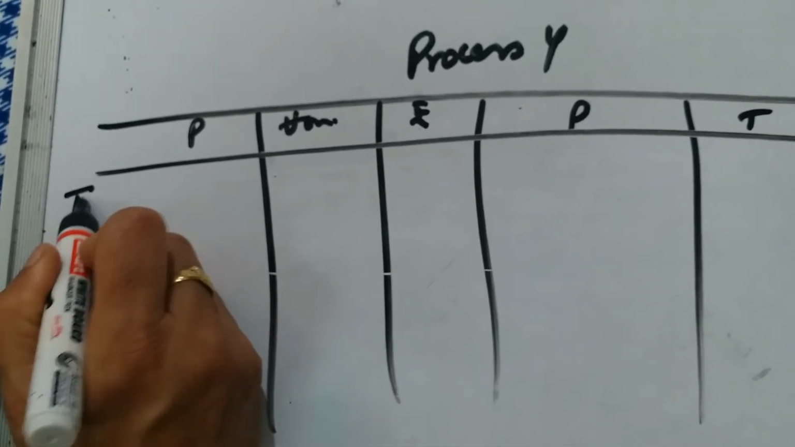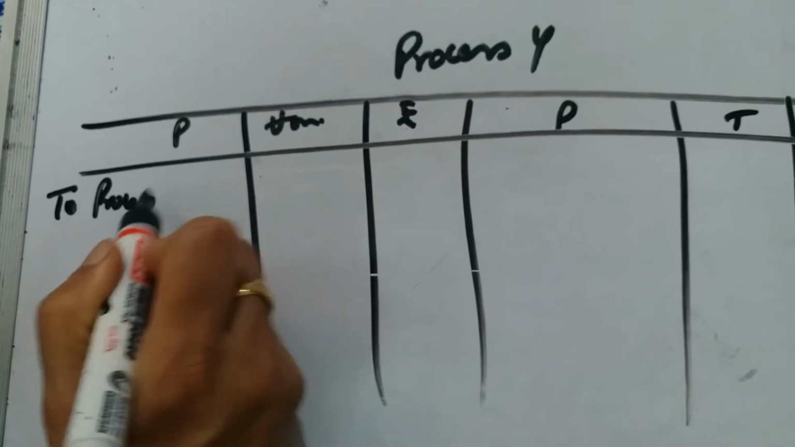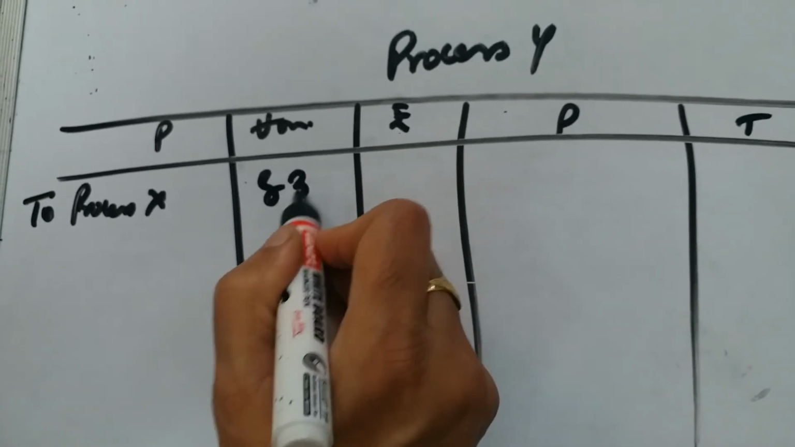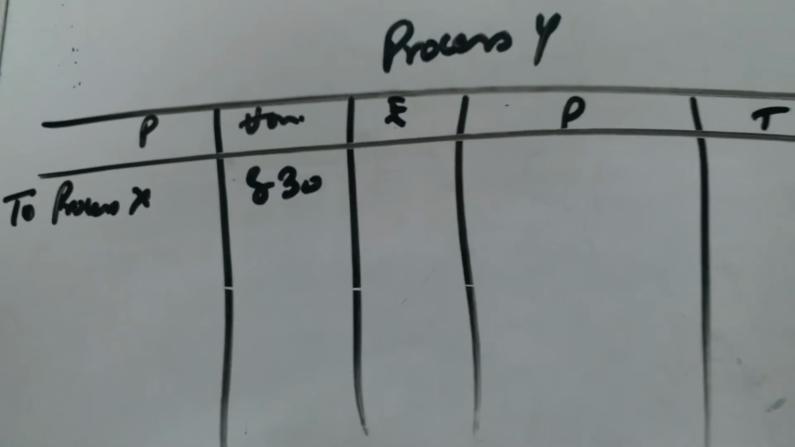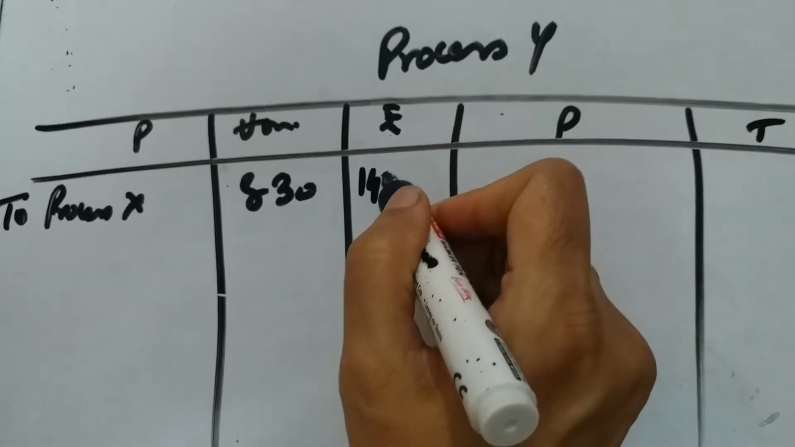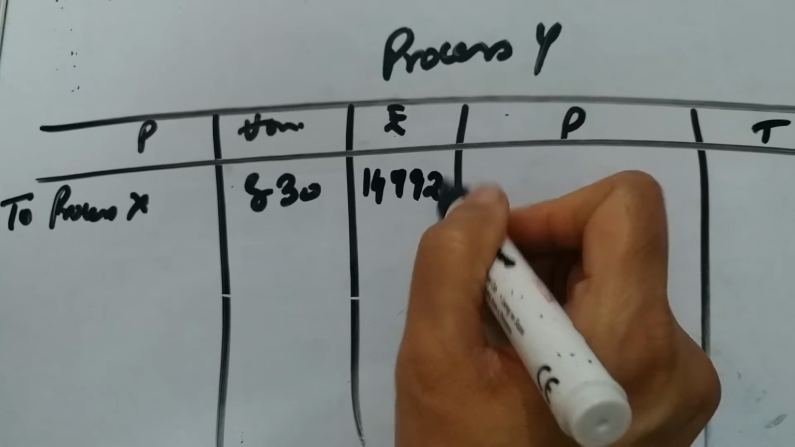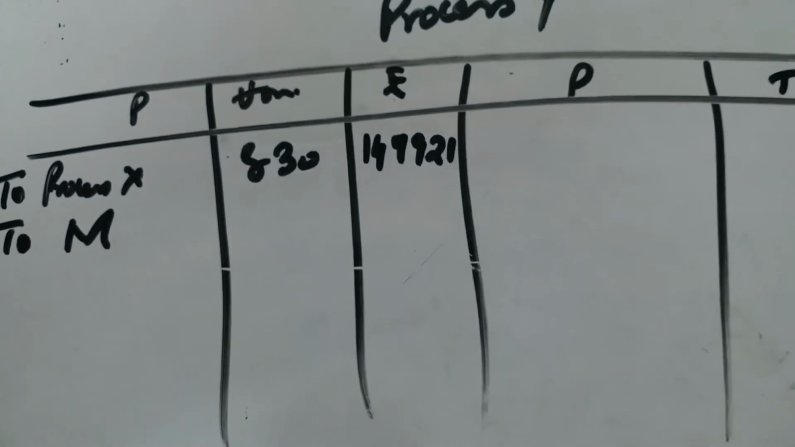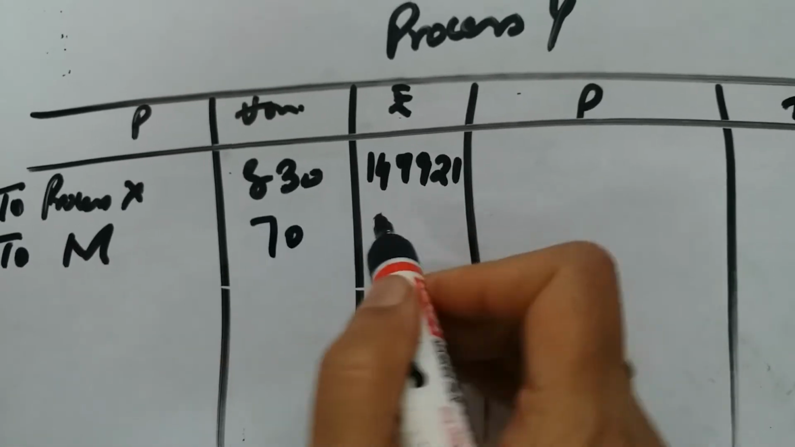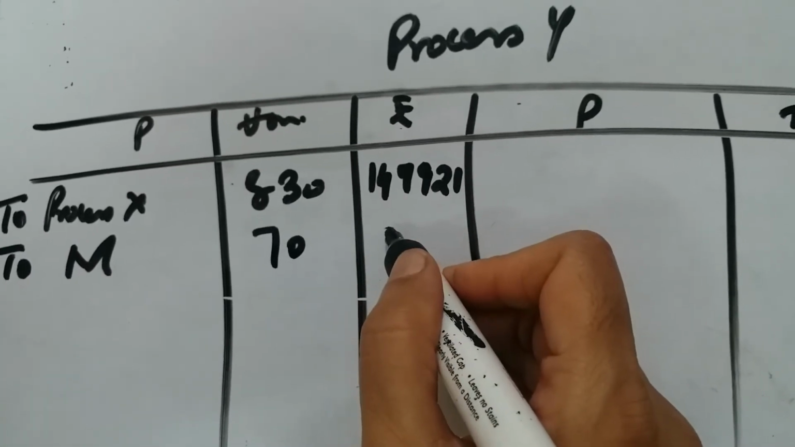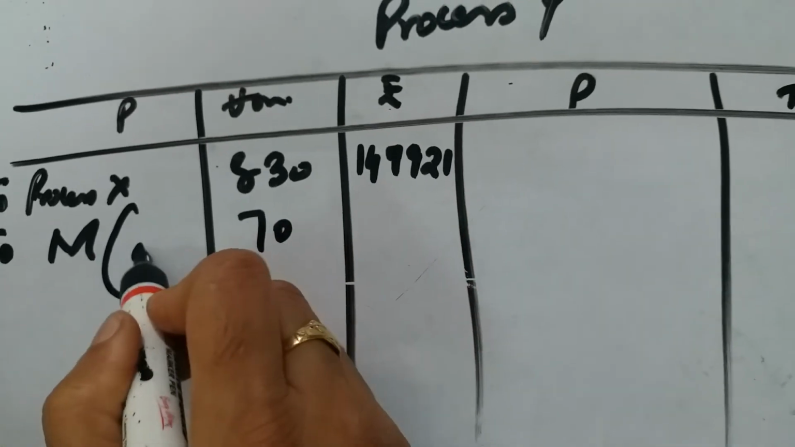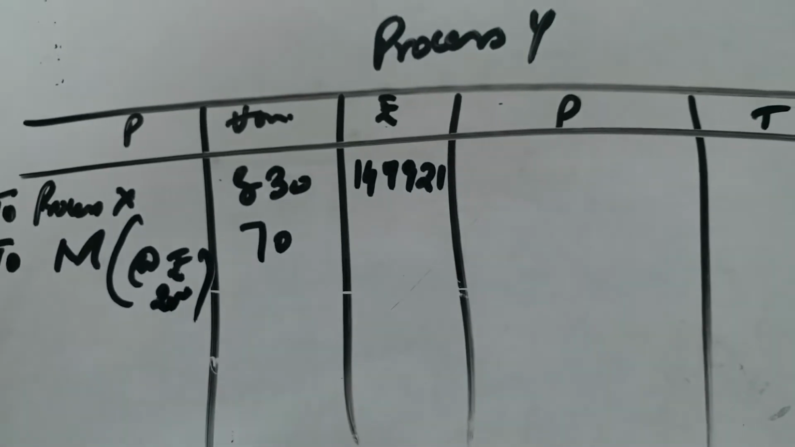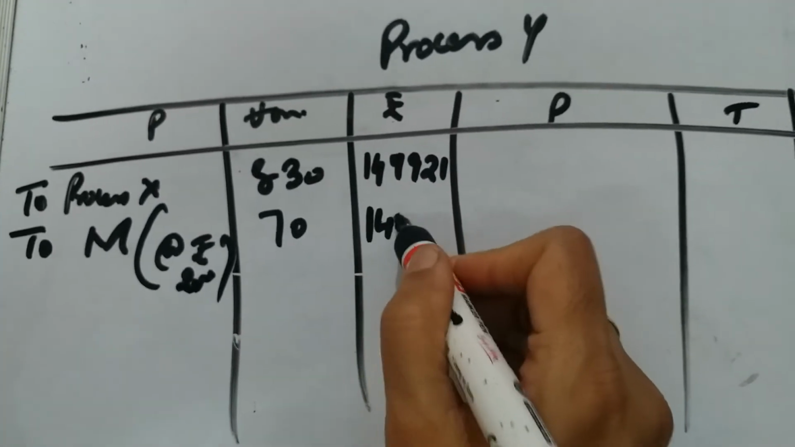So here the units which came from the previous process, that is process X, 830 tons quantity was coming in, and the value was 1,47,921. Then some materials were introduced in this process also, and how much were those? 70 tons. The rate was given, how much cost per ton? It was given at the rate of rupees 200 per ton. So multiply 70 with 200 and you have the figure, that is 14,000.